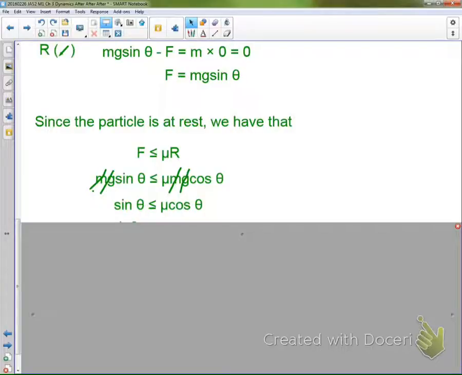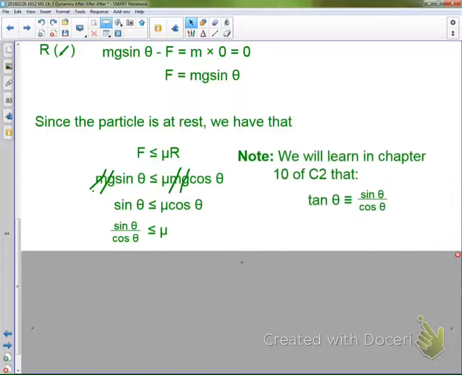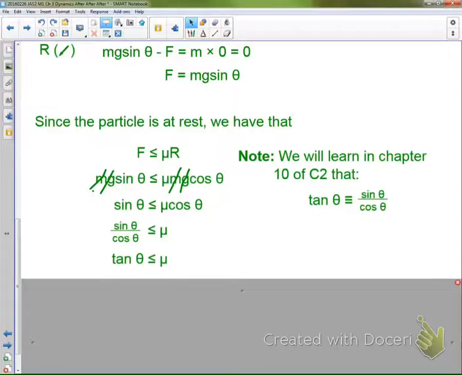So then we can divide through by cos. We've got sin theta over cos theta is less than or equal to our coefficient of friction. Now you will learn later in C2 chapter 10 that tan theta is identically equal to sin theta over cos theta. So we can then rewrite that as tan theta is less than or equal to mu.